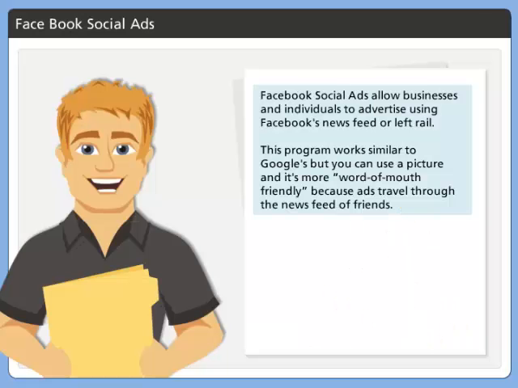Facebook social ads. Facebook social ads allow businesses and individuals to advertise using Facebook's newsfeed or left rail. This program works similar to Google's, but you can use a picture, and it's more word-of-mouth friendly because ads travel through the news feeds of friends.